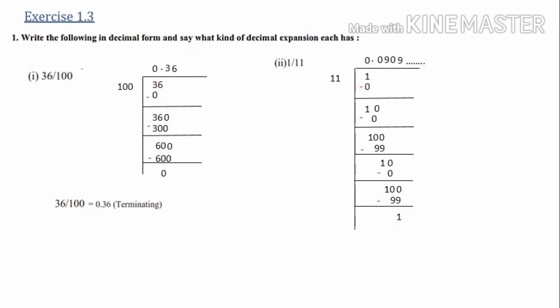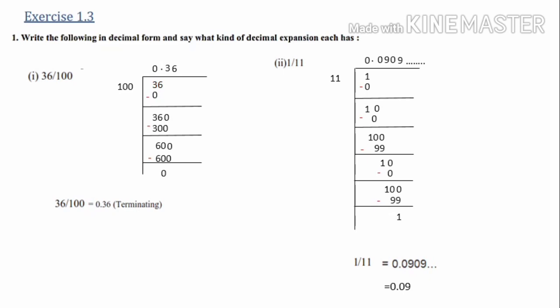That means 0.0909, again 09, again 09, which means it is repeating here. That means 1 divided by 11 is equal to 0.0909 etc. And when you check here, 09 is repeating regularly. First 2 digits 09, after that again 09. When you continue, after this 09 we will get 09 only. So 09 is repeating regularly.